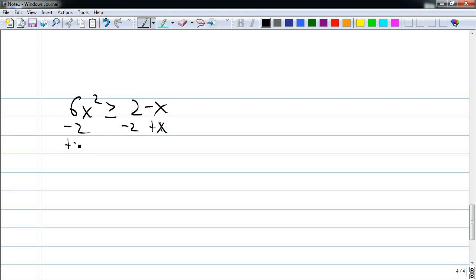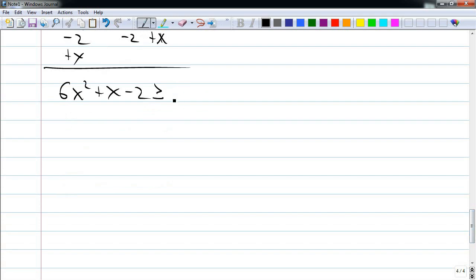Plus x, 6x squared plus x minus 2 is greater than or equal to 0, and factor. That's a 0, by the way, not a 6. So this is going to factor. Check my work, but I believe my factors are 3x and 2x, not squared.